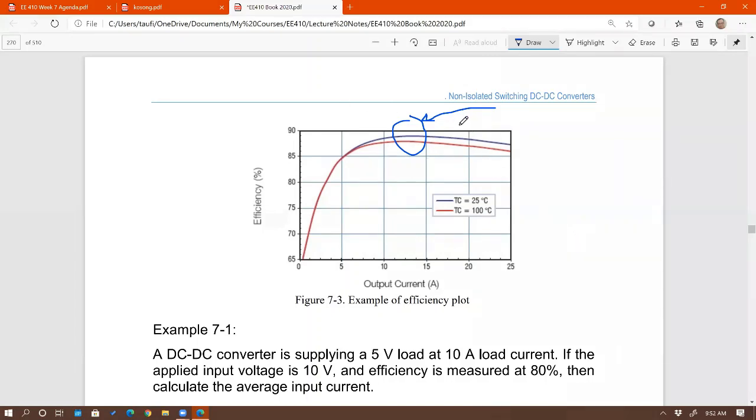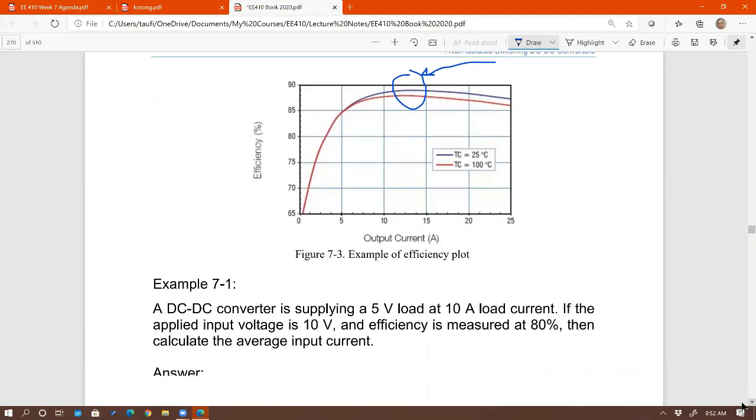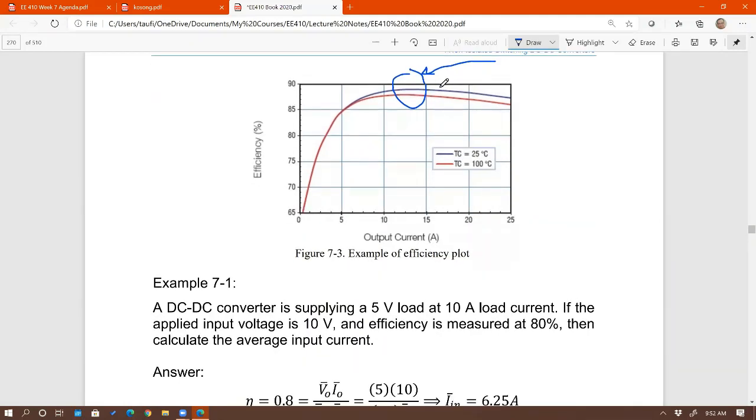So make sure that you look at the efficiency curve before you decide to purchase a DC to DC converter. Make sure that the efficiency fits your need, in terms of the application that you're going to use this for. So again, be careful on the peak efficiency that's being advertised. They want to sell their DC to DC converters.